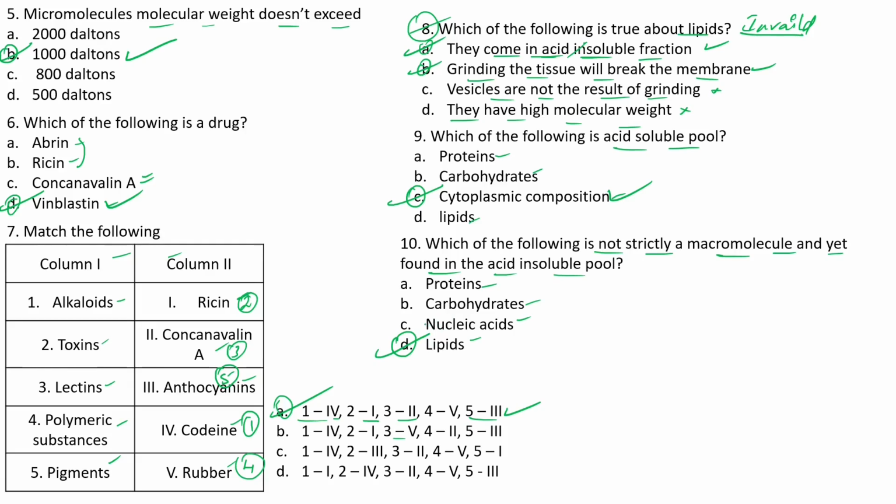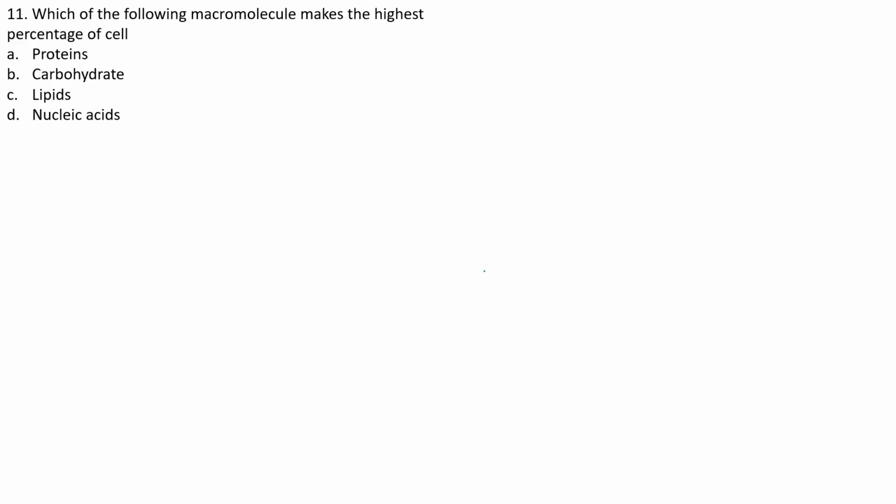Now, which of the following macromolecules makes the highest percentage of the cell? The first one is proteins, carbohydrates, next is lipids, and finally nucleic acid. Around 10 to 15%, we say that proteins are the major percentage of contribution when it comes to the cell. We have mentioned this in the table that we have seen. Water makes around 70 to 90%, but proteins make around 10 to 15%.